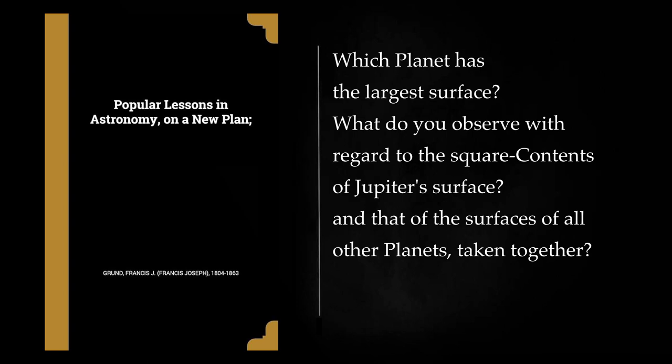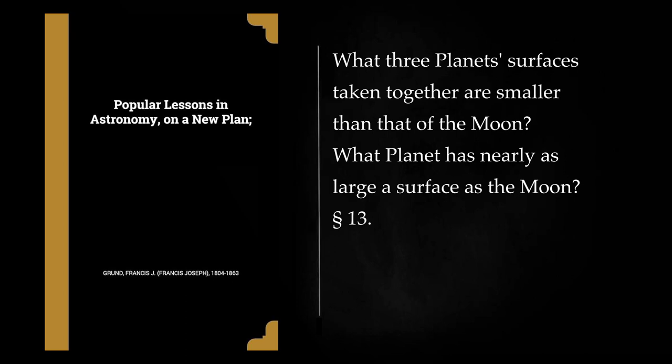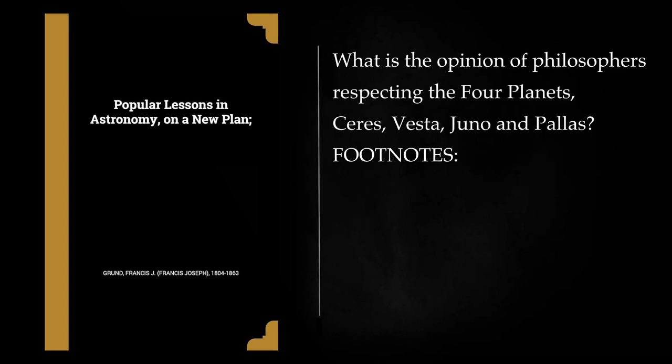What do you observe with regard to the square contents of Jupiter's surface and that of the surfaces of all other planets, taken together? What planet's surface comes next in magnitude to Jupiter's? What planet's surface is larger than that of our Earth, Venus, and Mercury taken together? What three planets' surfaces taken together are smaller than that of the Moon? What planet has nearly as large a surface as the Moon? Section 13. What is the opinion of philosophers respecting the four planets, Ceres, Vesta, Juno, and Pallas?